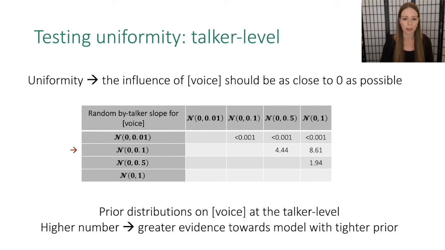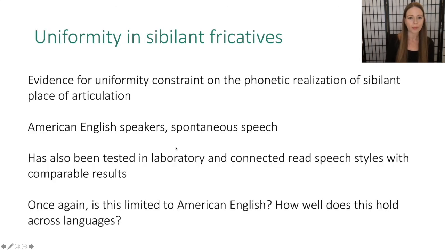Turning to the talker level, the variation across talkers, we also expect that in general talkers should be the same. They shouldn't have an influence of voice on mid-frequency peak. And here we find that the second model actually does the best. So it's not that there's no variation across talkers. We do get some variation, but it is still constrained to a high degree. The winning model has a prior centered on 0 and a standard deviation of 0.1 ERB.